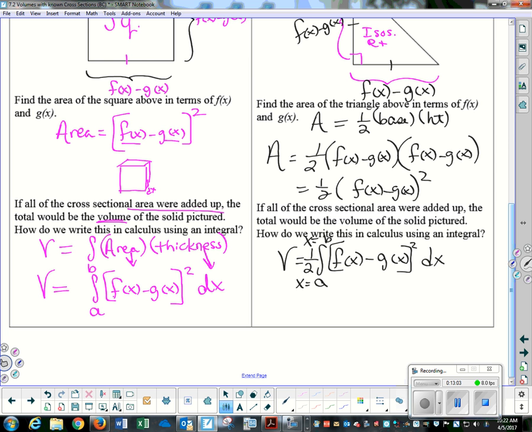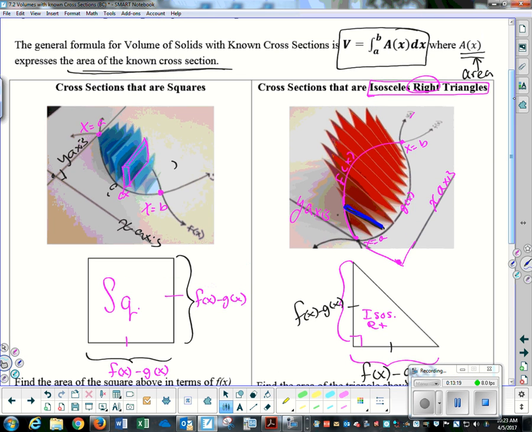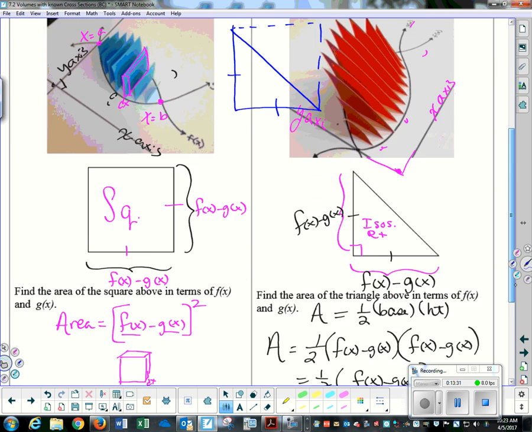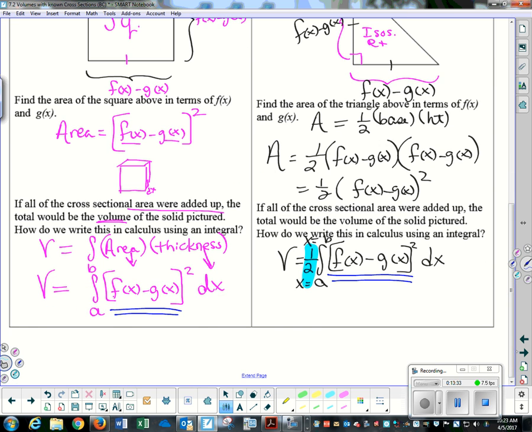So there's a lot of similarity between a square and a triangle. The only thing that is different is the fact that I ended up with a 1/2 out front. Now, I'm going to take you back up here. Let's compare. If I have an isosceles right triangle, isn't it just half of a square? It kind of makes sense that we see this half coming through, doesn't it?